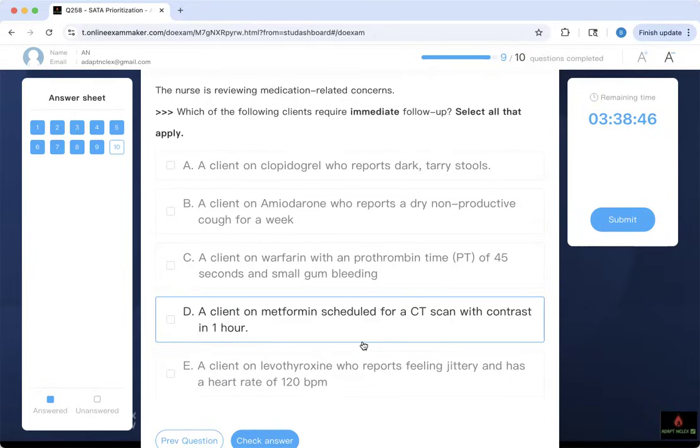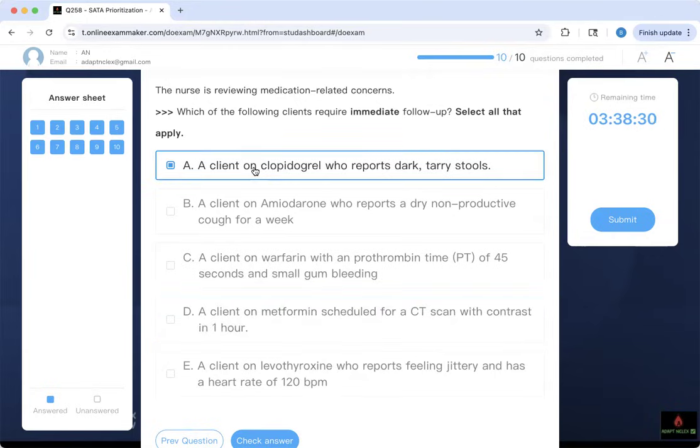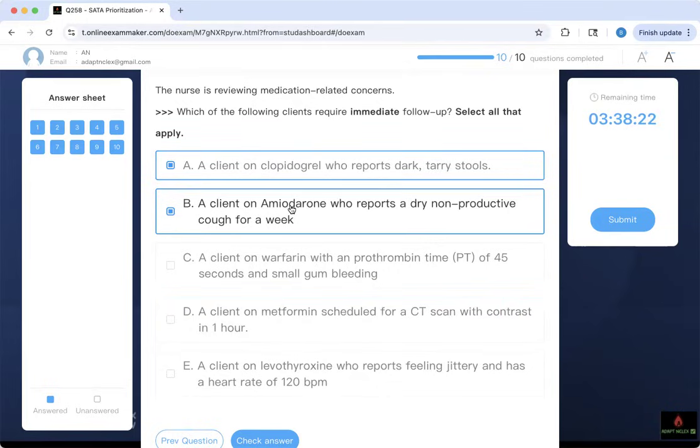I'm on metformin. I'm scheduled for a CT scan in an hour. And I take levothyroxine, and I feel jittery, and I have a heart rate of 120. Like I told you, end of the question. Which one do you think is trouble? I know you got it. This guy is bleeding. Clopidogrel is an antiplatelet, like aspirin. Bleeding, black tarry stool. Amiodarone with the dry cough is what? Pulmonary fibrosis. We got to see this patient.